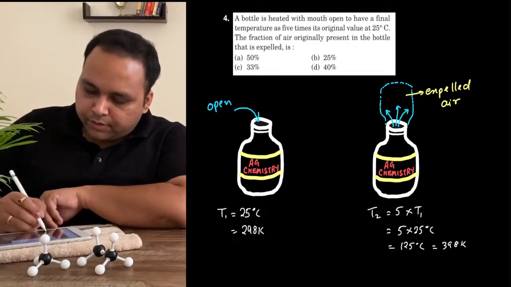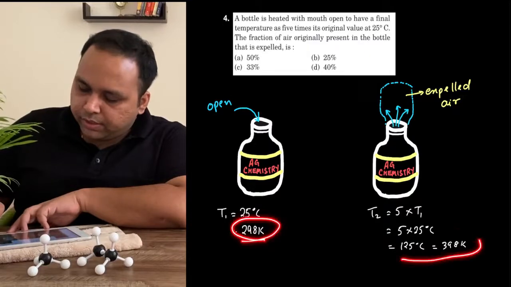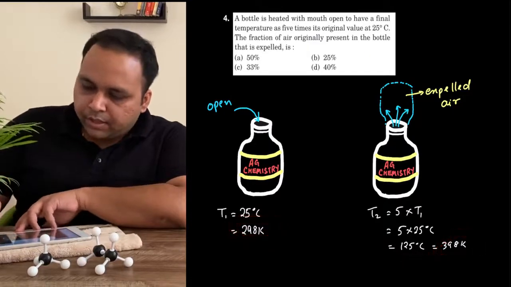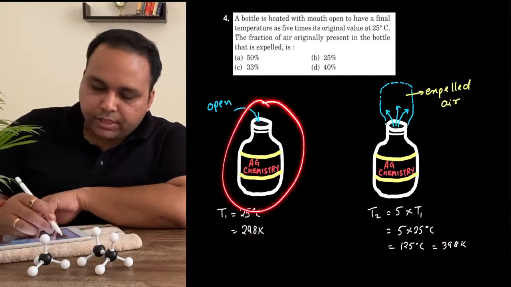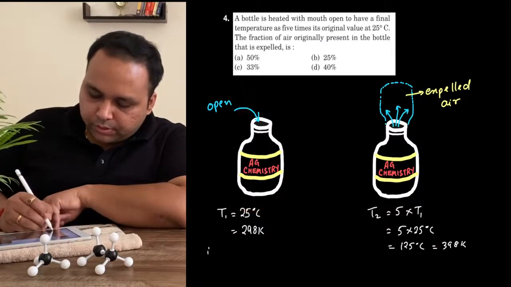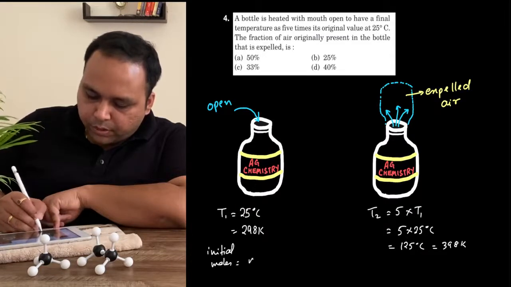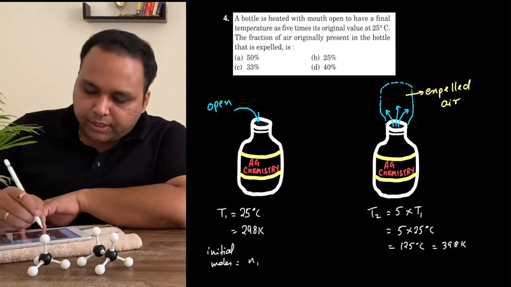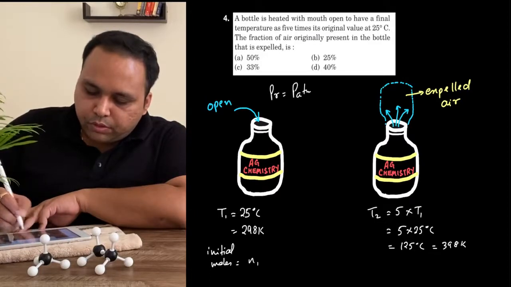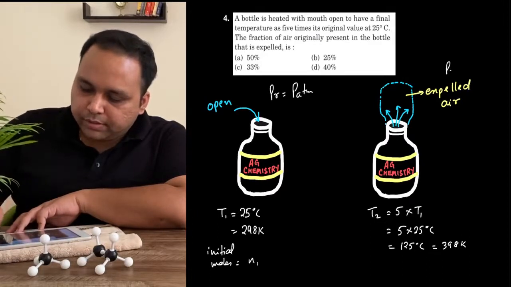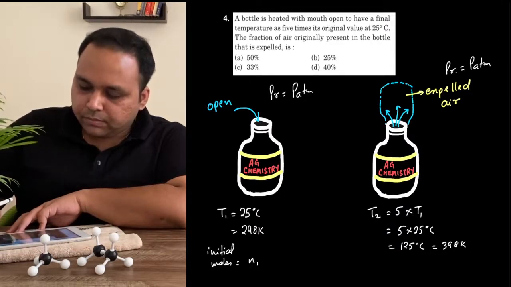So you have T1 as 298 Kelvin, T2 as 398 Kelvin, and let's say that the initial moles present in this container were N1. Because it is an open container, the pressure is always equal to atmospheric pressure in both cases. The pressure in the second case is also equal to atmospheric pressure.